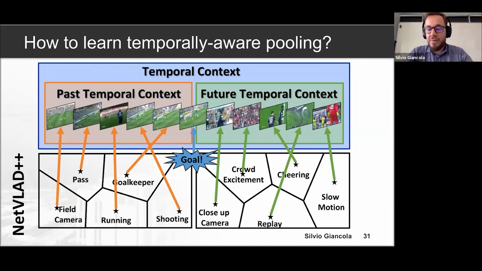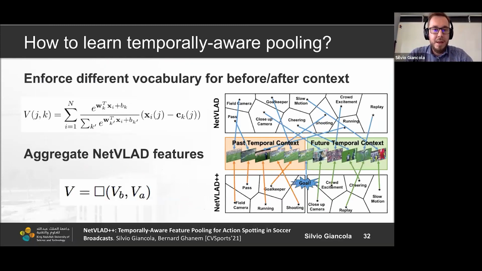Now, for sake of, well, I will go through that later. For sake of not increasing the complexity and the number of parameters that you want to involve there, you don't have the same amount of vocabulary for each single subset, but you actually use half of your capacity for the past temporal context and half of it for the future temporal context.